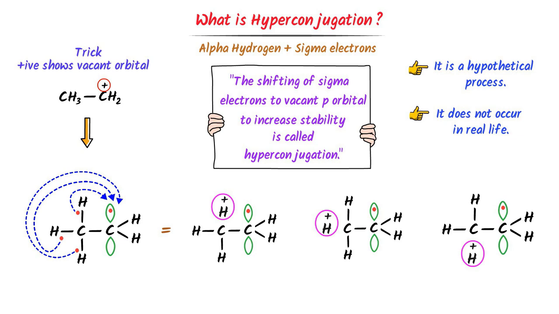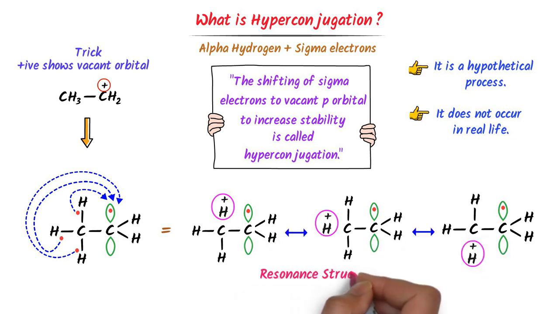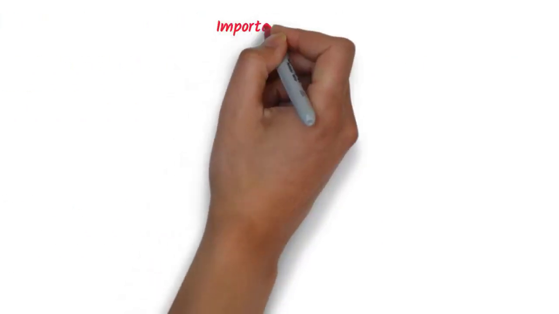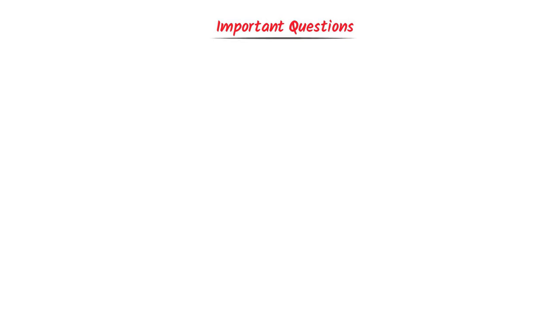Also note it down that these are the three resonance structures of this carbocation. Thus we learn that when sigma electrons shift to an empty p orbital, this effect is known as the hyperconjugation effect, and it increases the stability of a compound. Now I will teach you two important questions of hyperconjugation.